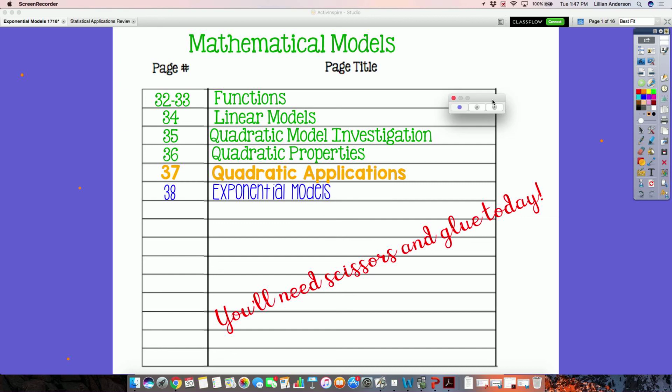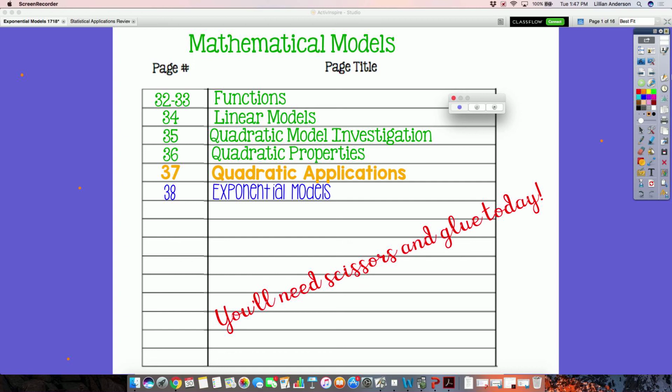Alrighty, so we're updating our table of contents, putting in page 38 for exponential models. And we used our scissors already today because we were cutting out our foldable, but we will hold off on gluing it down just yet because we've got to make sure we place everything, because we are going to write some stuff down by hand to start.